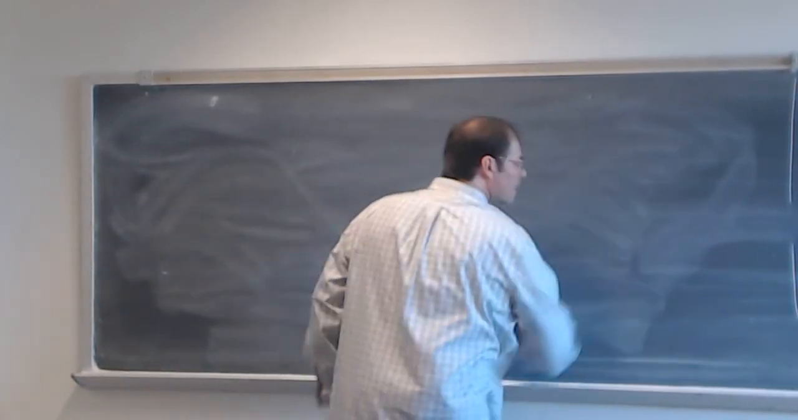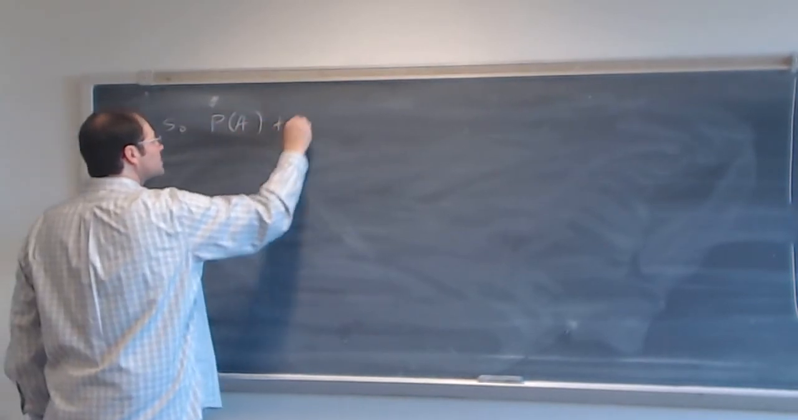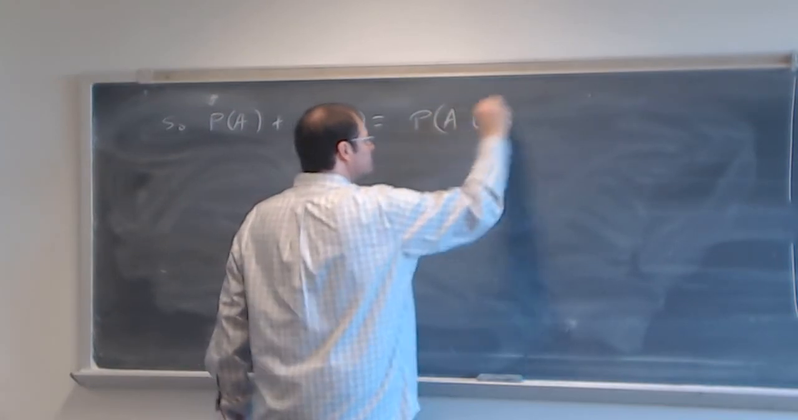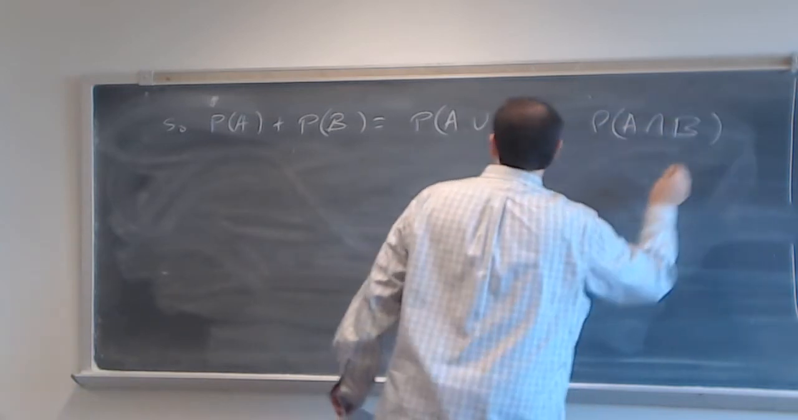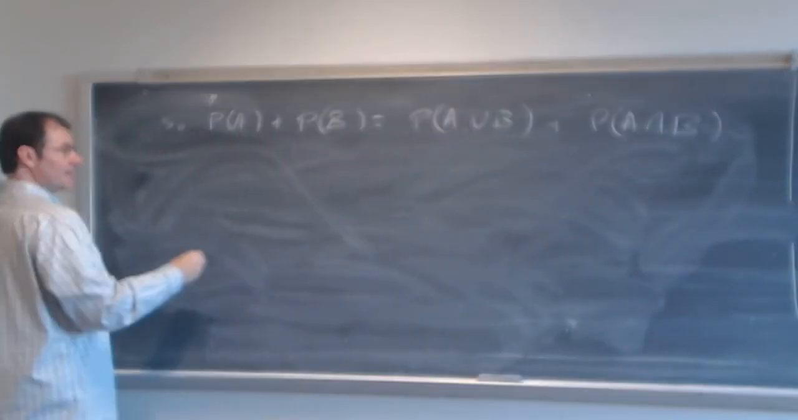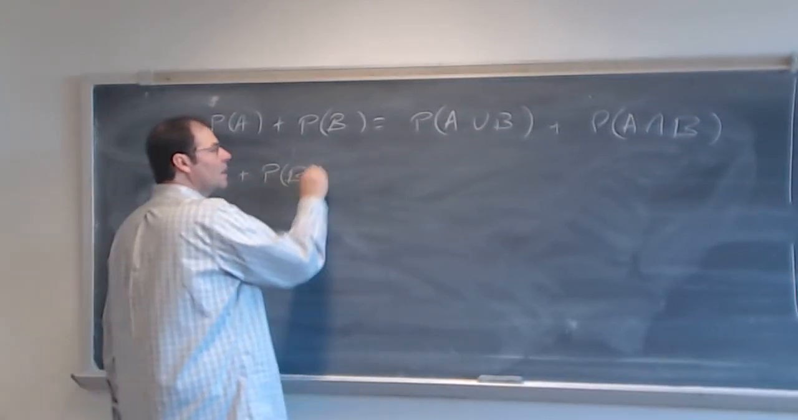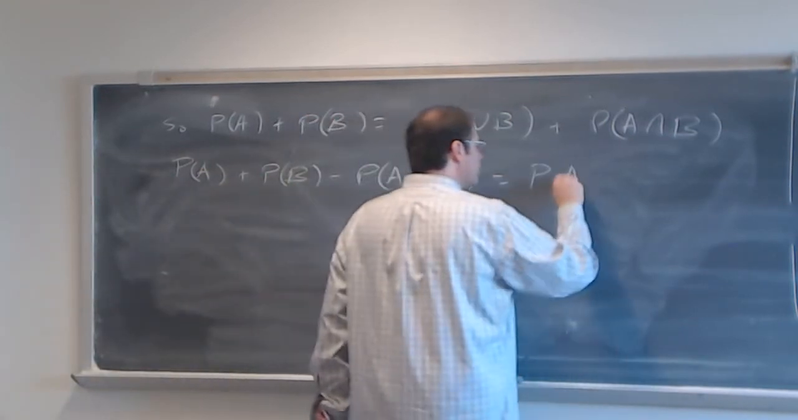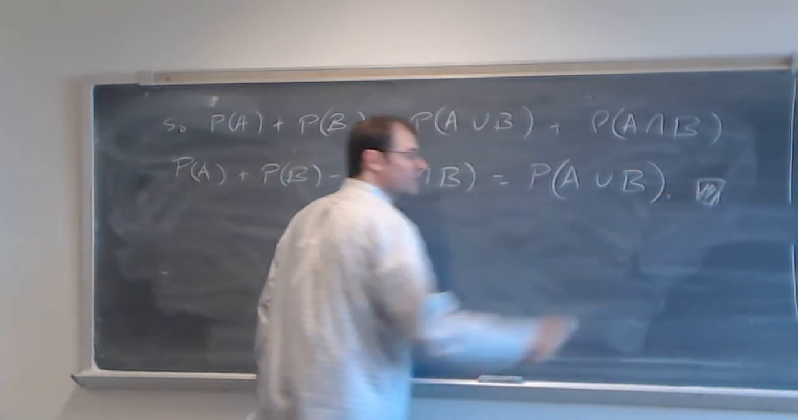So what we get is the probability of A plus the probability of B, and that's equal to the probability of A union B plus the probability of A intersect B. And therefore, if we subtract the probability of A intersect B, these are just numbers. So the probability of A plus the probability of B minus the probability of A intersect B is equal to the probability of A union B. And that is the statement that we wanted to prove. So that is the proof.